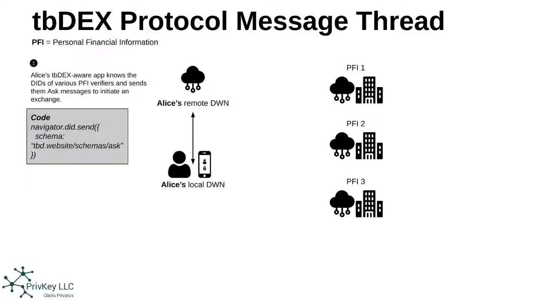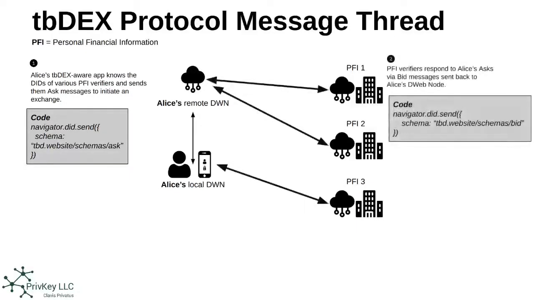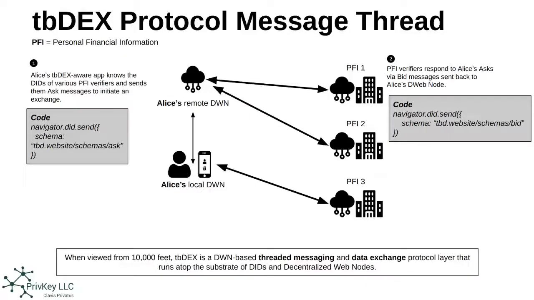So it knows about these 3 PFIs and basically sends them an ask message to initiate an exchange. It says, okay, I want to engage with these 3 types, whether it's a government, a bank, or another type of institution. The PFI replies back to Alice's ask via a bid message, basically sending back, this is who I am, this is my public key, and you can verify it in the distributed ledger. This allows for thread messaging between these exchanges to exchange data in a secure, decentralized way.